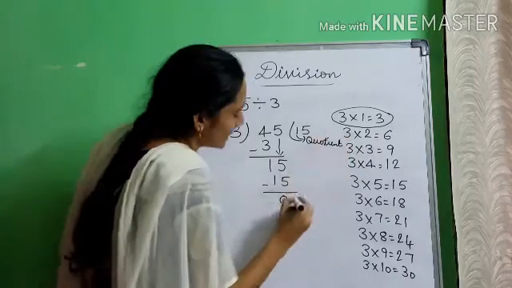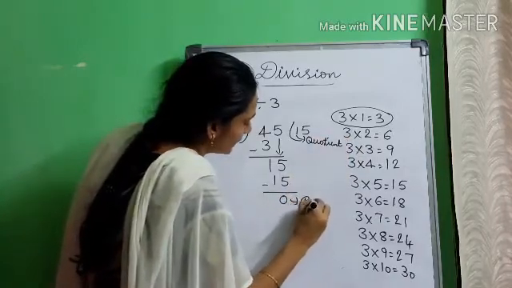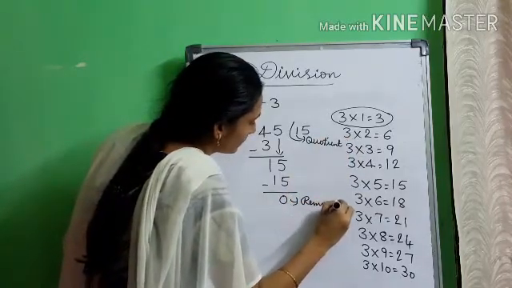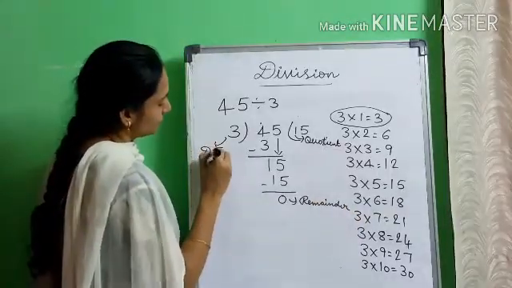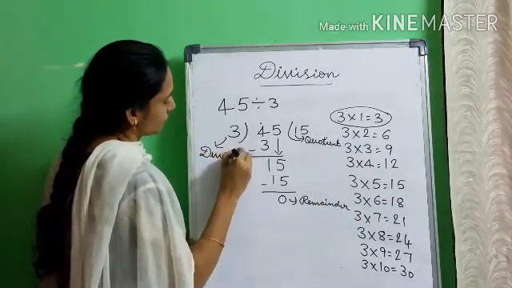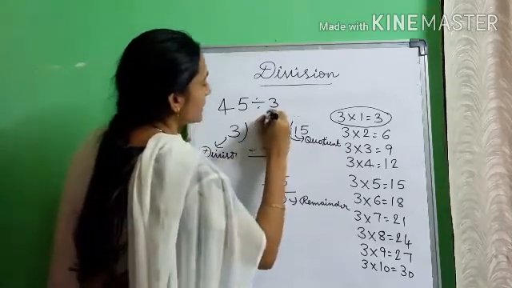And what is the remainder? Remainder is 0. Here 3 is the divisor and 45 is the dividend.